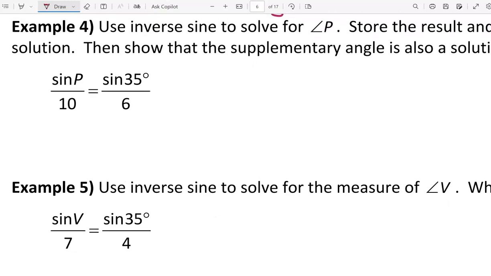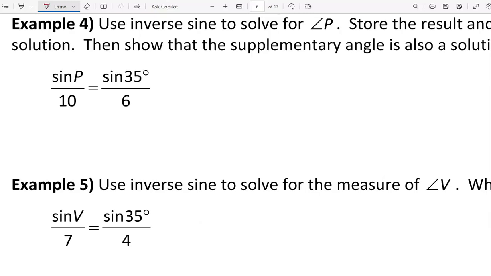So we're going to use the inverse sine to solve for p, and then we're going to find out something else about our solution. So we cross multiply and we get 6 times the sine of angle p is equal to 10 times the sine of 35 degrees. What we're going to do is get an exact form solution, or rather a calculator ready form, and then put it in at the last minute. We're not going to do anything on the calculator until we get to our answer.